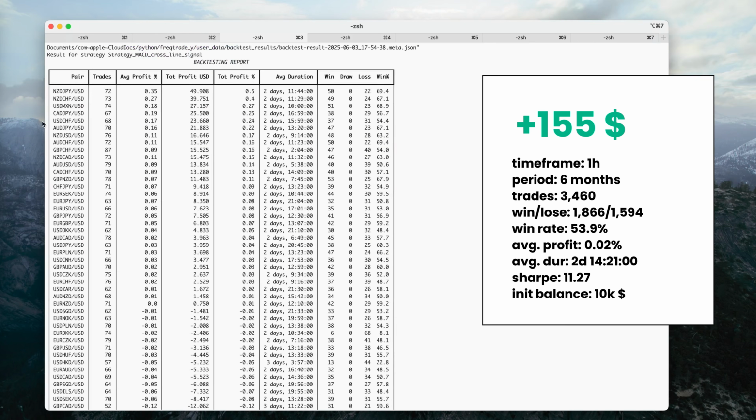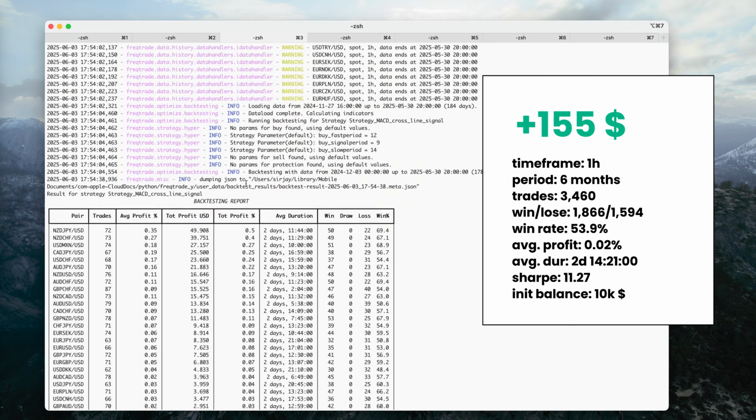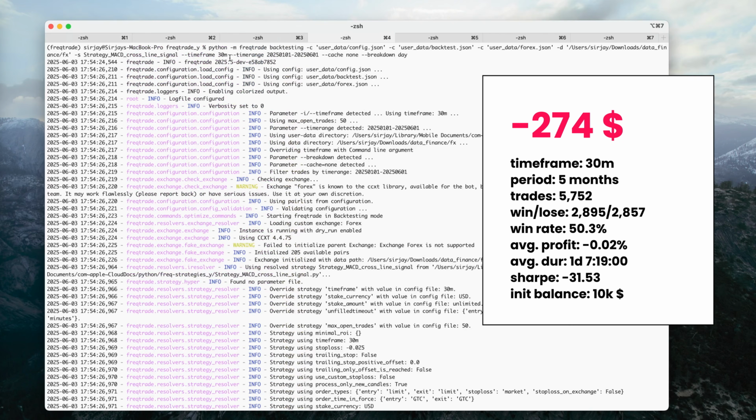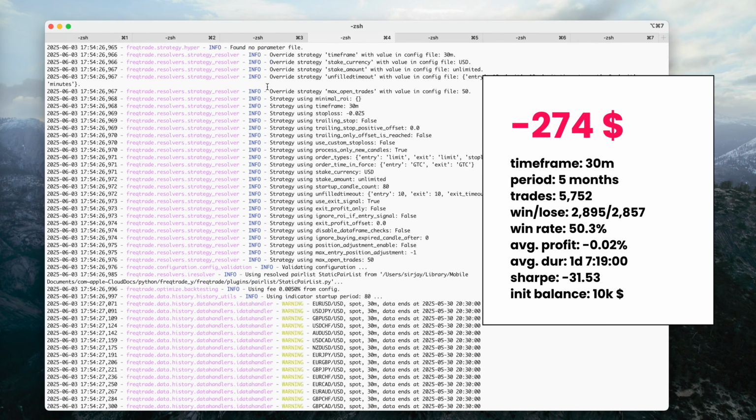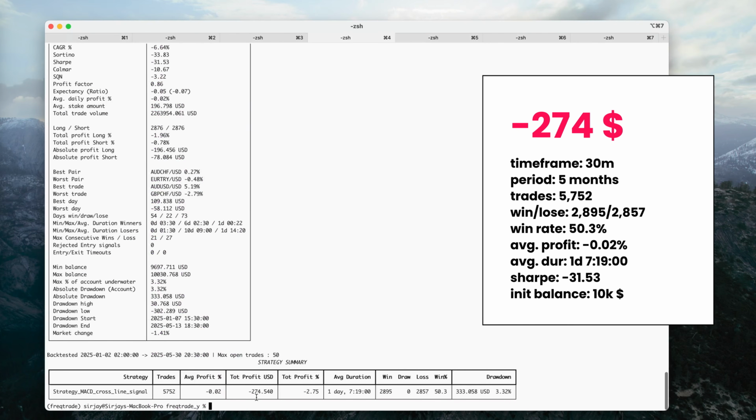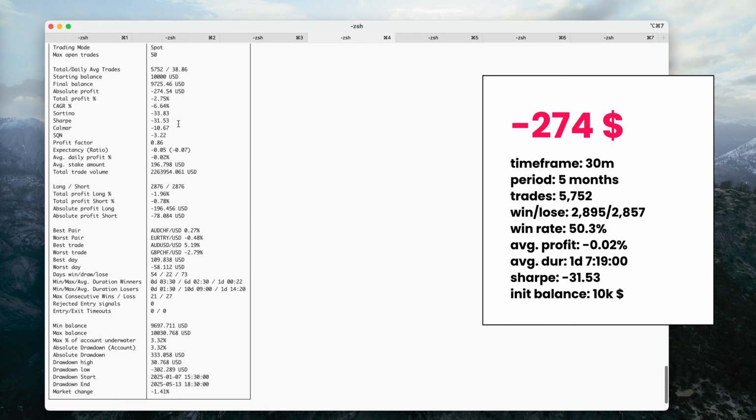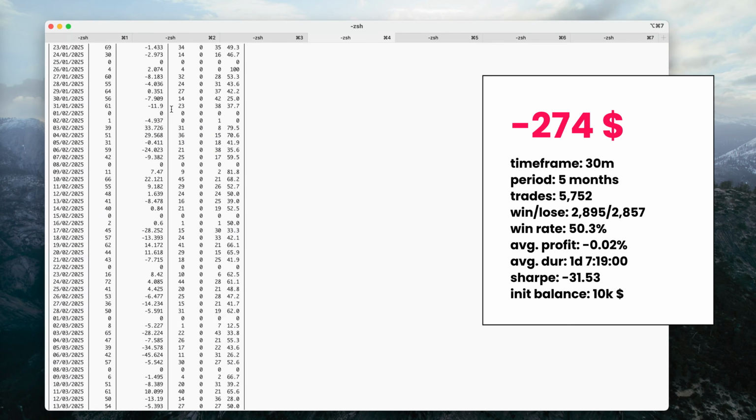Here are the most profitable pairs. Next, the 30 minutes time frame, which I tested for the last 5 months, and we got minus $274. Both long and short we got negative values. Sharpe is also negative.